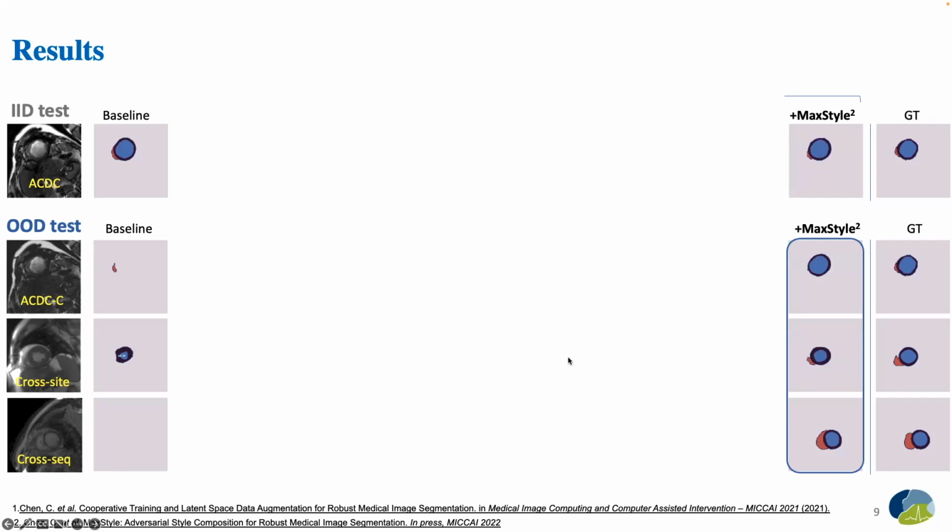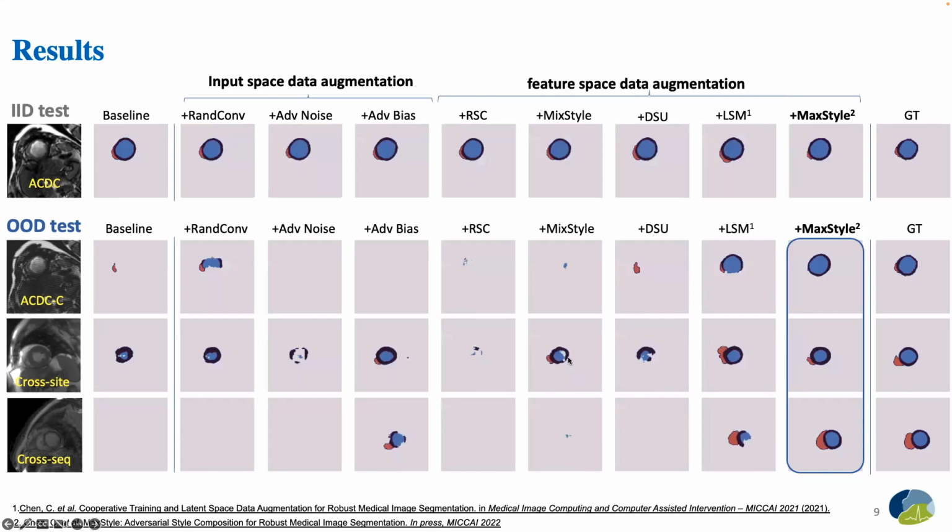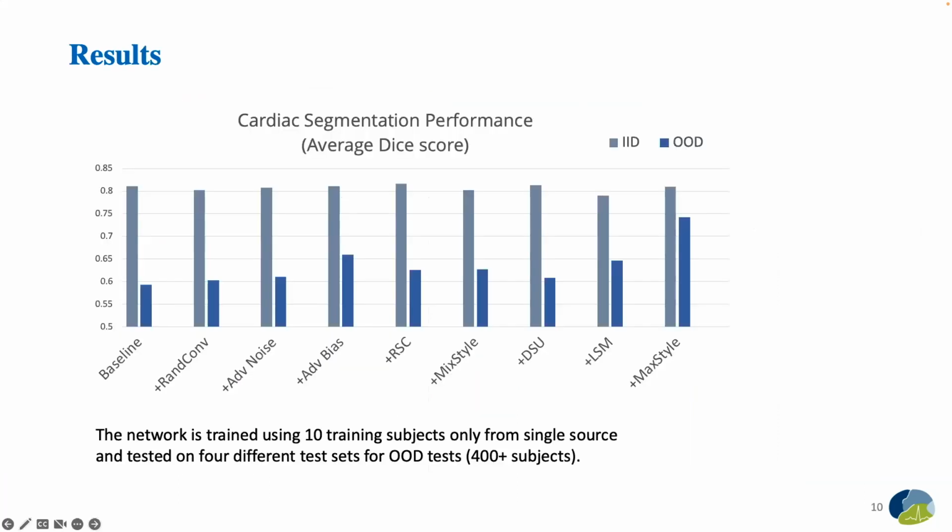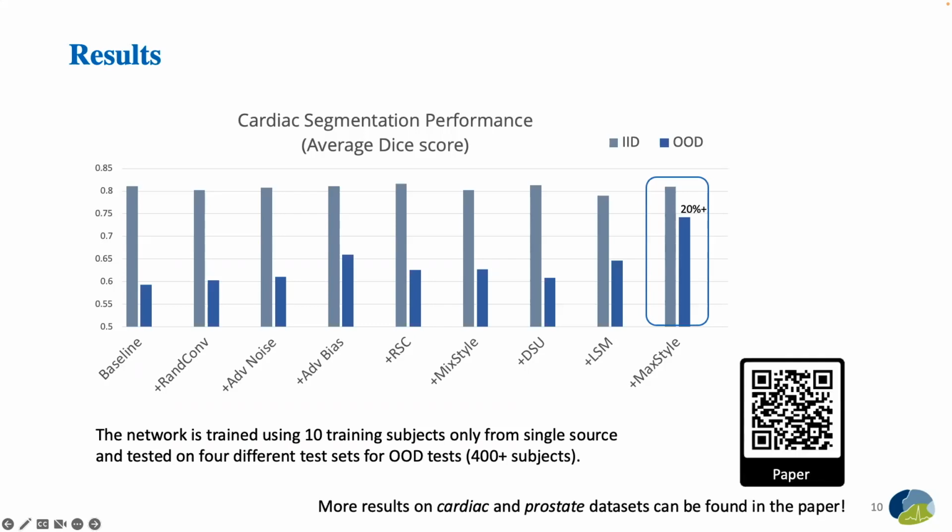Meanwhile, it significantly outperforms a wide range of existing image space and feature space augmentation approaches. Our detailed experimental results show that our method can bring more than 20% performance improvement, greatly surpassing existing approaches. We also conducted experiments under different data settings and different tasks and found consistent improvements. For more details, please read our paper.